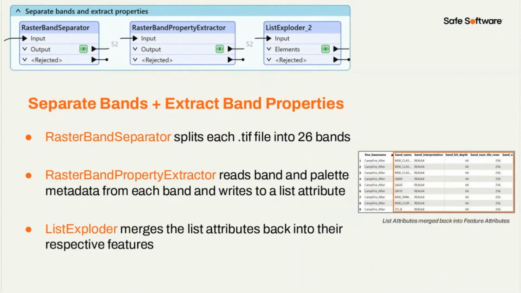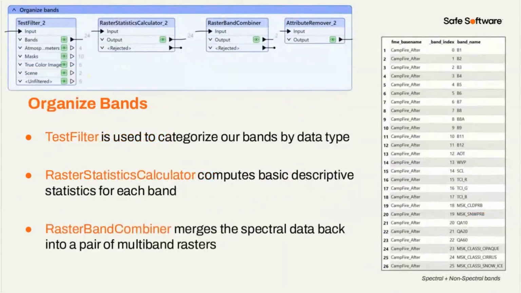We then use List Exploder to merge these properties back into their respective features. Now we have 52 separate bands as features in our workspace. So let's get around to organizing these bands. On the right here, you can see the 26 bands that make up a single Sentinel-2 multiband image. We have 13 spectral bands, and 14 additional bands containing masks, QA data surfaces, and scene data.